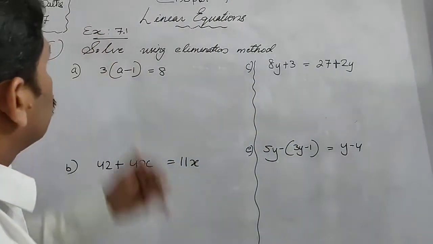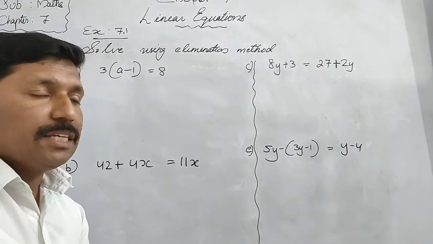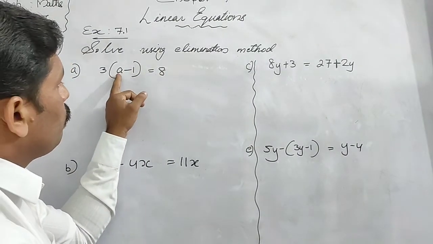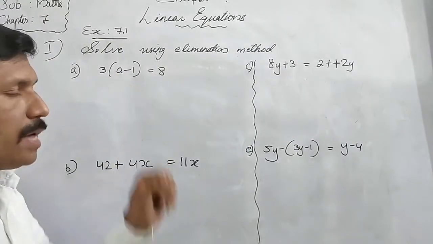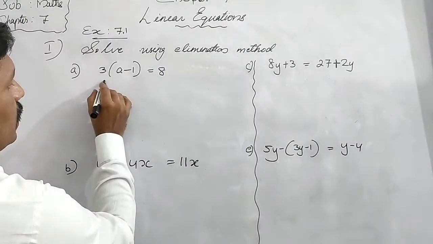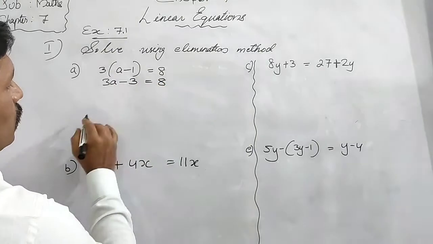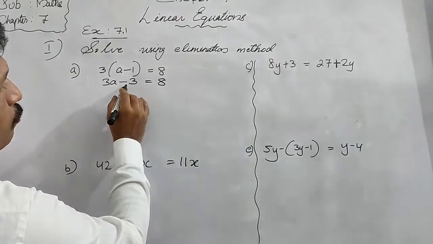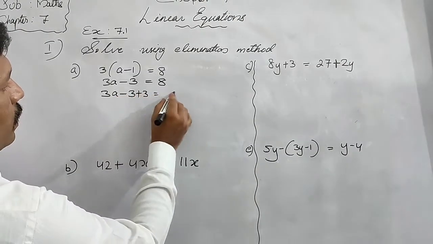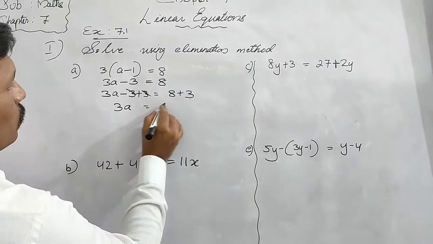First one, use the elimination method in order to solve the following questions. Elimination method means avoiding something. So before eliminating things, if any necessary operation has to be done, we do that, then finally we eliminate. So here 3 bracket a minus 1, here multiplication is there, so we multiply 3 into a is equal to 3a, 3 into minus 1 is equal to minus 3, is equal to 8. Now we can eliminate. Minus 3 should be eliminated from both sides. So in order to eliminate that minus 3, I want to plus 3, and here also I want to plus 3. So this will be cancelled, then 3a is equal to 11.